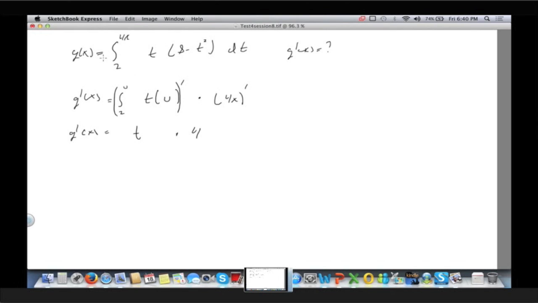So g of x equals the integral of t times 8 minus t squared with respect to t, between 2 and 4x. Take the derivative inside, outside, derivative of that.